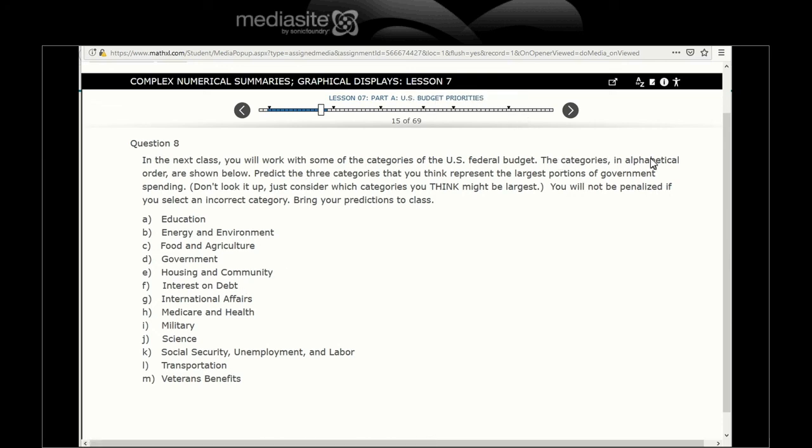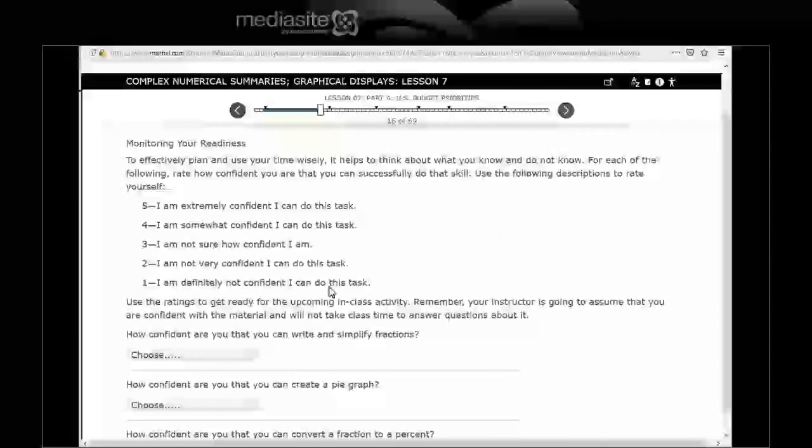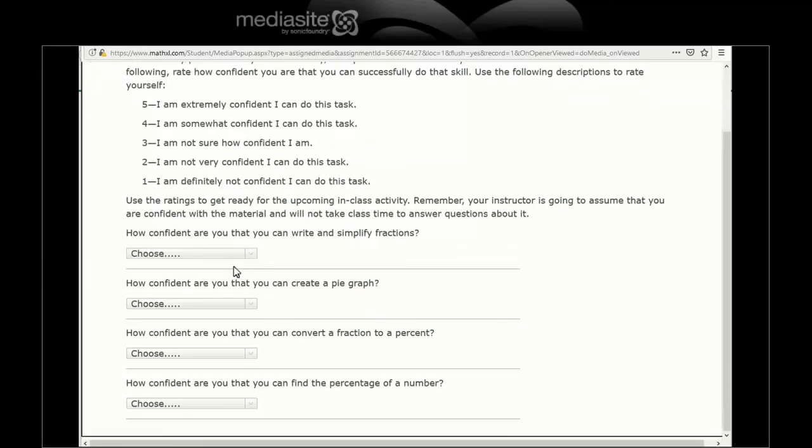Let's see what the question here is. This category in graphical orders are shown below. Predict the 3 core categories that you think represent the largest portion of government spending. Don't look it up. Just think about it. I'd be willing to bet most of you are going to say military. But think, what other 2 of these make up the 3 biggest items in the budget? And of course, the readiness exam. Oops, lost my light.